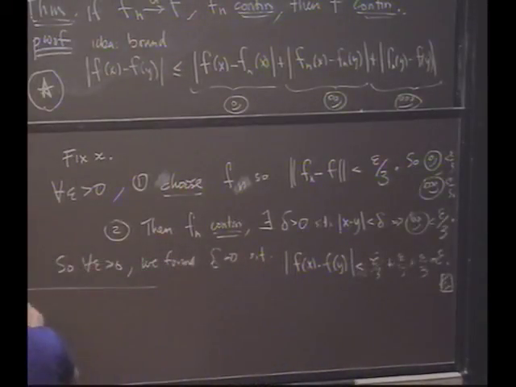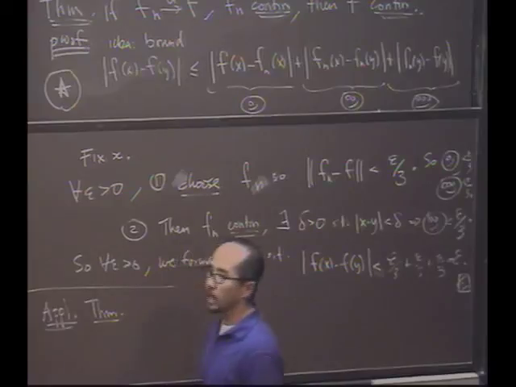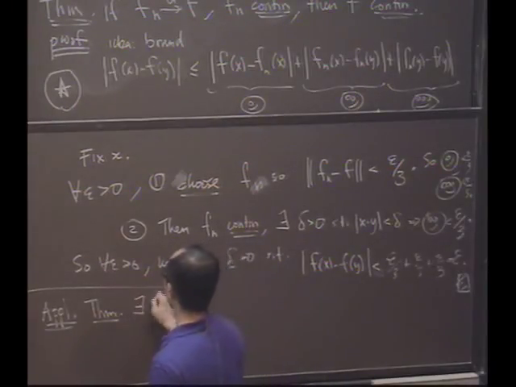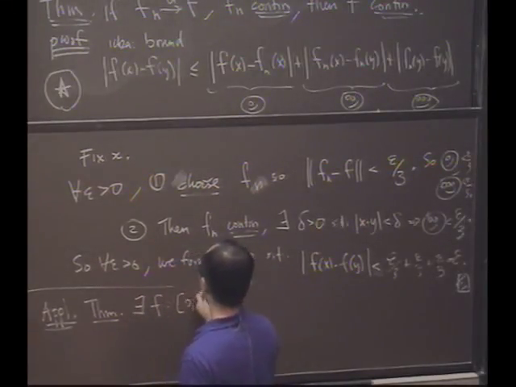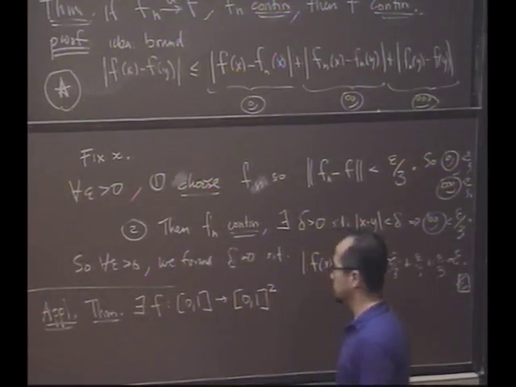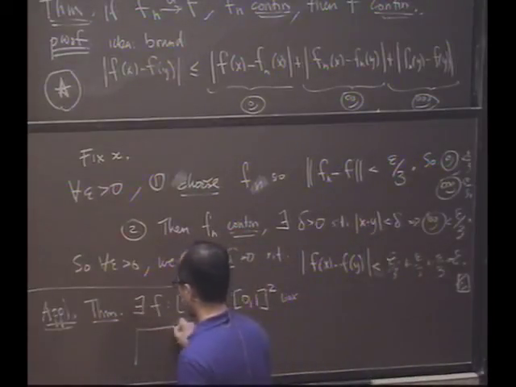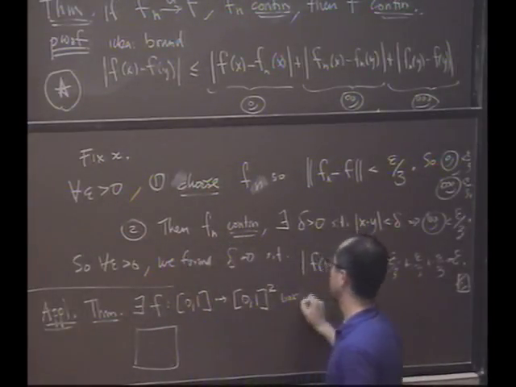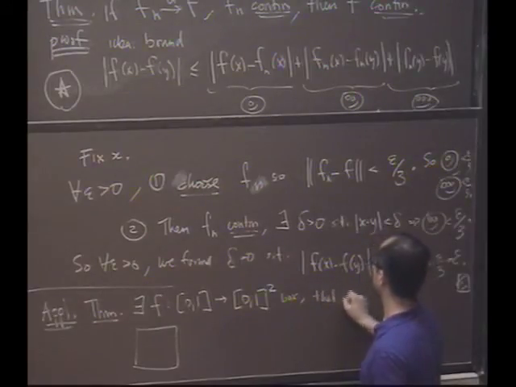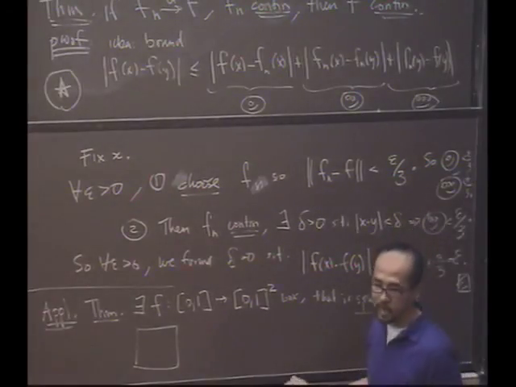Okay, so as a last application, here's an amazing fact. I claim there exists a function from the interval into the box. What box? The square. That is space filling. What do I mean by that? This is what's called a space filling curve.